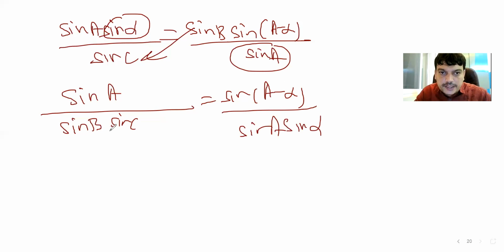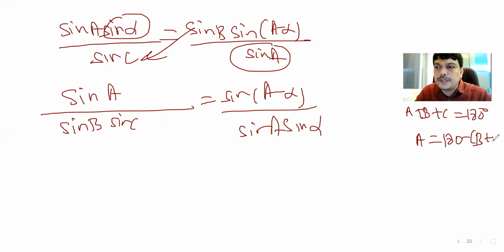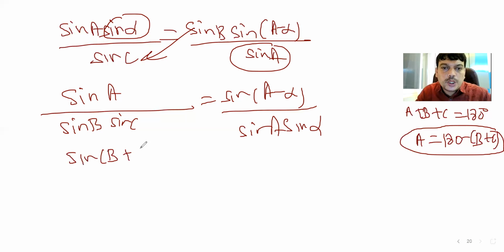Now here you have B and C, here you have A, but we know that A can be converted in terms of B and C. How to convert? Already we know that in a triangle A plus B plus C is 180. So when you know this result, you can write A as 180 minus B plus C. So sin A will be sin of 180 minus B plus C, and that is sin of B plus C only. Because you know that sin of 180 minus theta is sin theta. When you write sin A, it will be sin of this 180 minus B plus C, which will be same as sin B plus C.